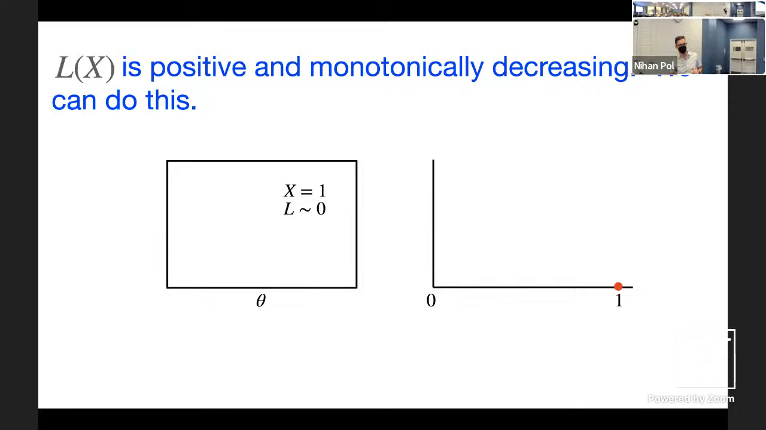Can you not see my mouse, by the way? No way. I've been pointing with my mouse this whole time.